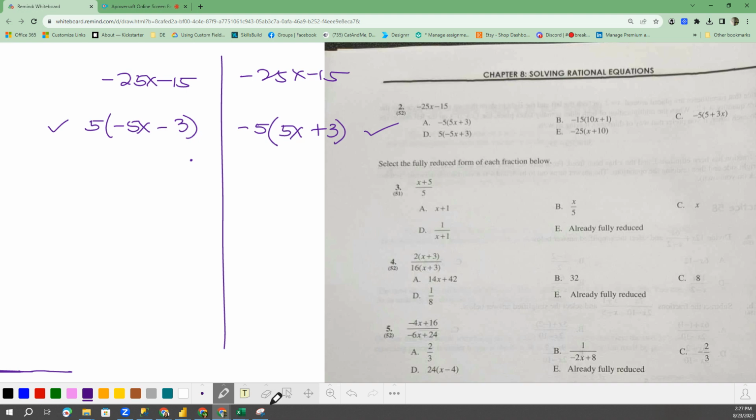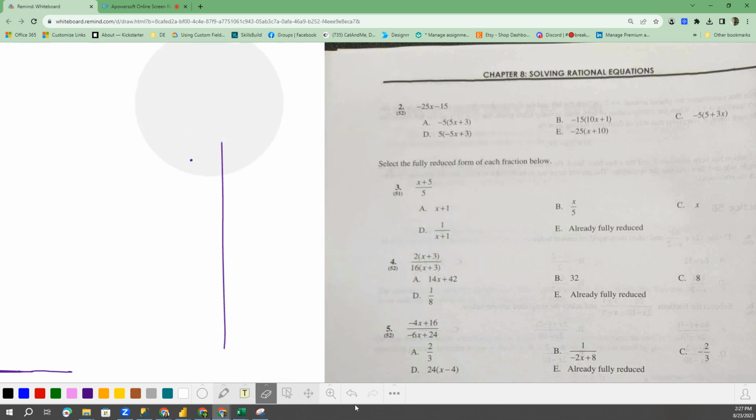So now I have two answers. Which of the two is in the set of solutions? You'll just have to look for them. All right, next one. Number 3.